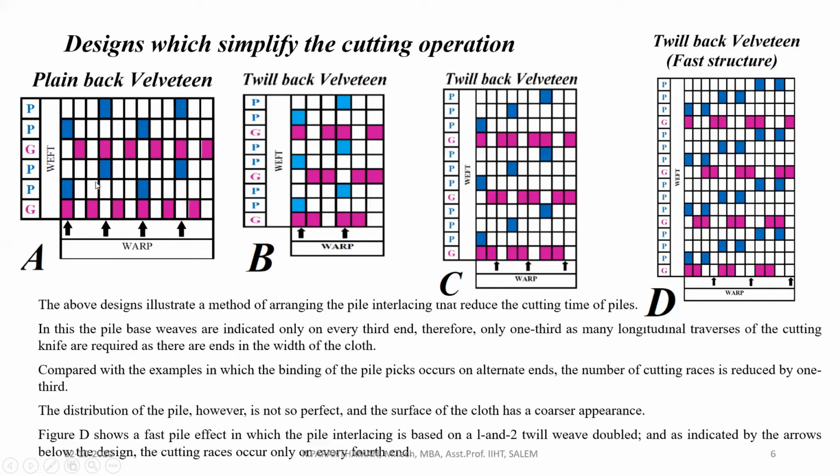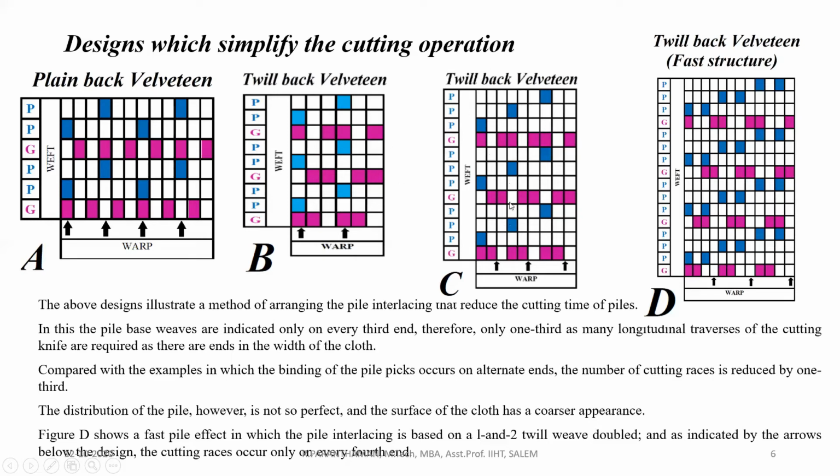That will give simpler operation in cutting. The same way, see here in the twill back velveteen, here we are using 2 up 1 down twill with the plain. The pile weave is plain, but here also we are using the same principle of marking the weave on every third end. Okay, 1, 2, 3.